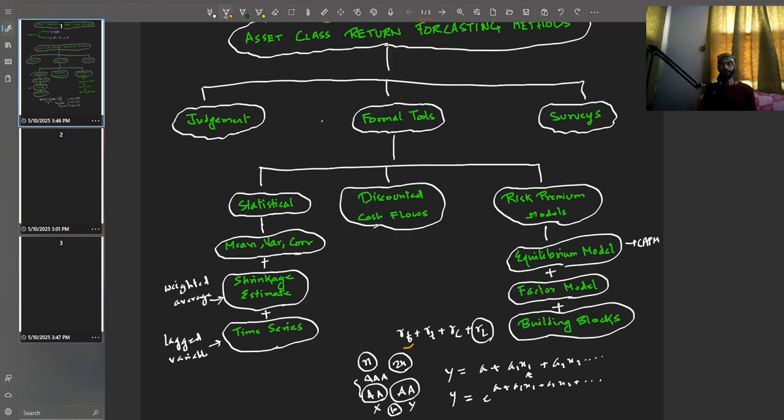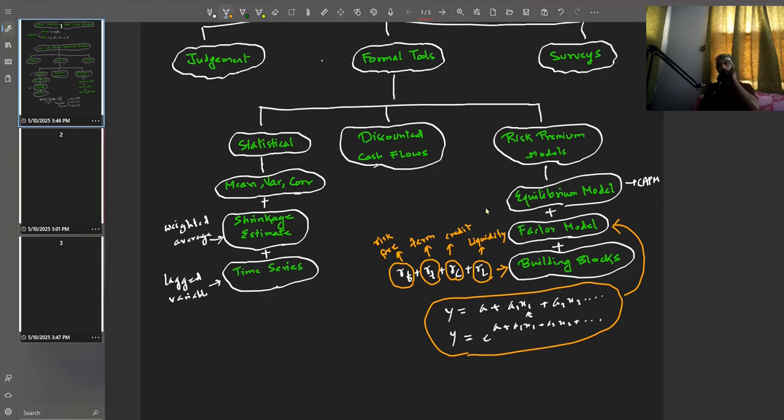The first is the default free rate or the risk free rate, RF. Second is the term premium, or RT. Third is the credit premium, or credit quality premium, you can say. This is RC. And the last one is the liquidity premium, RL. These four factors together form what we call the building blocks method.